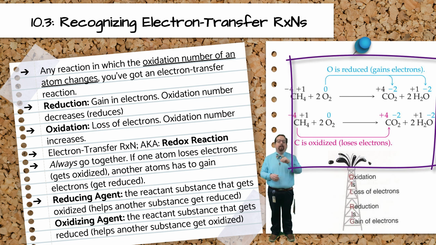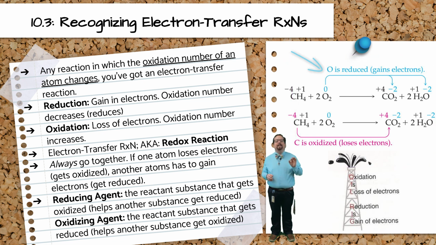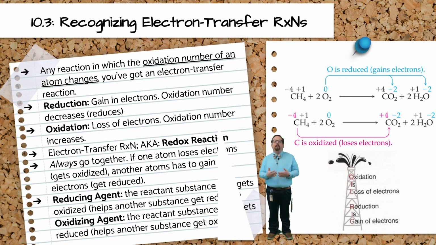In the example here to the right, you can see that oxygen went from 0 to -2, which means it gained electrons or got reduced. It can also be called the oxidizing agent. Carbon loses 8 electrons to go from -4 to +4. This means carbon got oxidized and must have been the reducing agent.